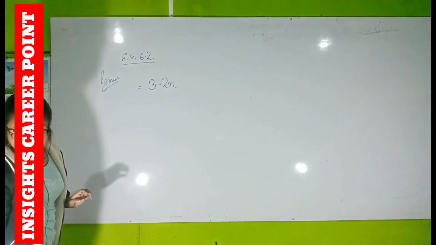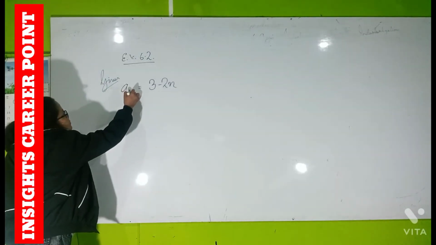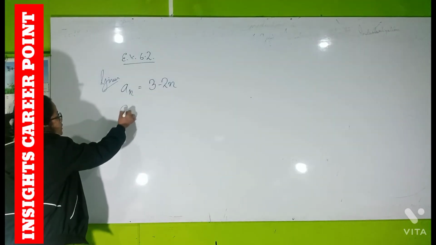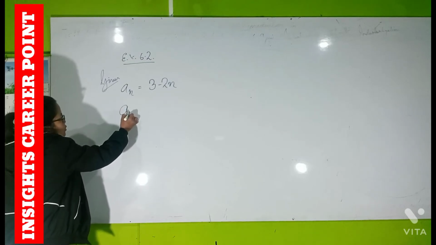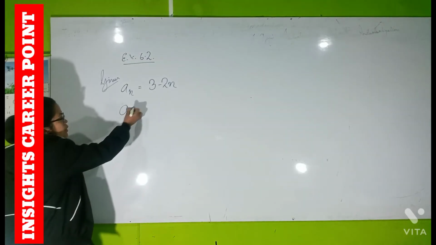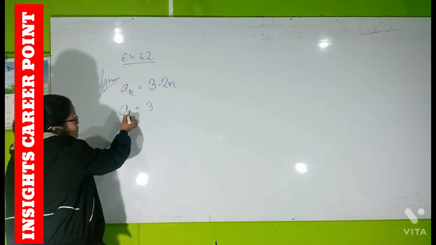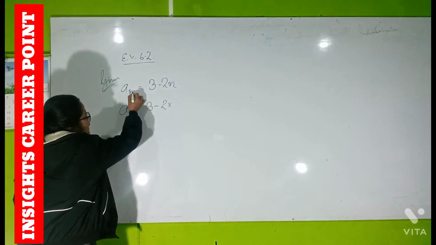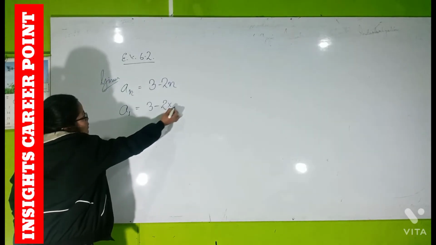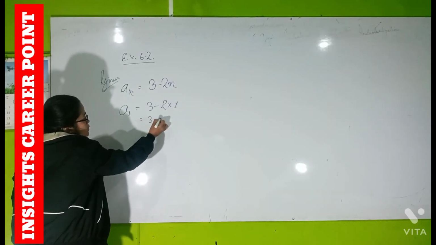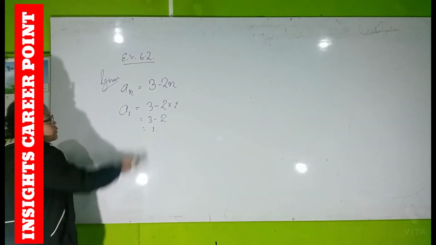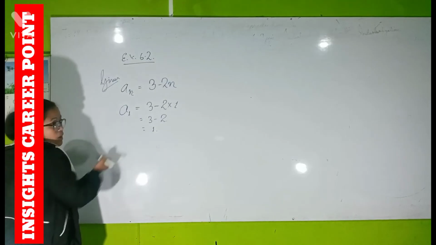Actually, the nth term. If we put 1 in place of n, it becomes the first term. Let's put the value of n as 1. The value of the first term is 1.